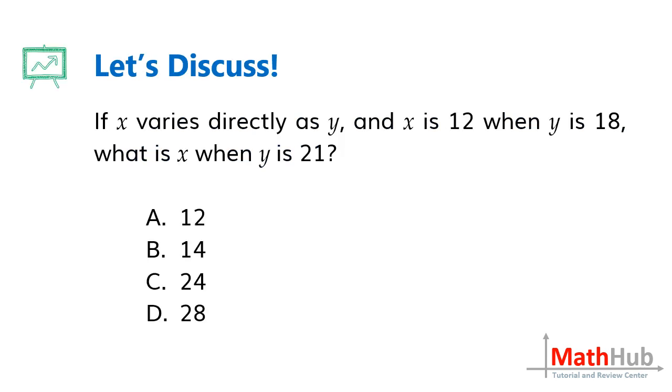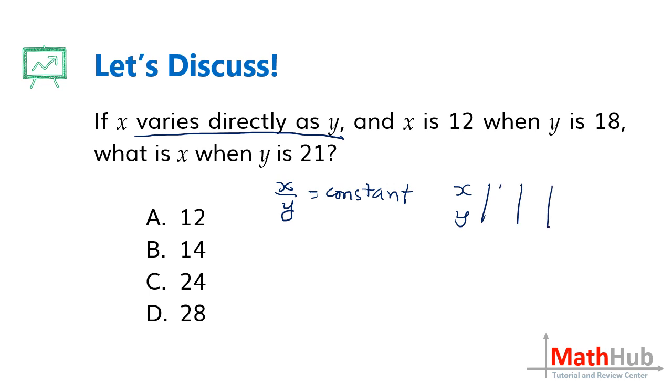Now, let's look at this example. If x varies directly as y, and x is 12 when y is 18, what is x when y is 21? Now, from here, it says that x varies directly as y, so that means that the quotient x over y is always constant. Now, it's like we have two pairs of x and y here. So for the first one, when x is 12, y is 18. For the second one, we don't know the value of x when y is 21.